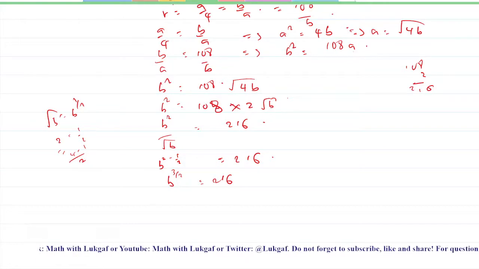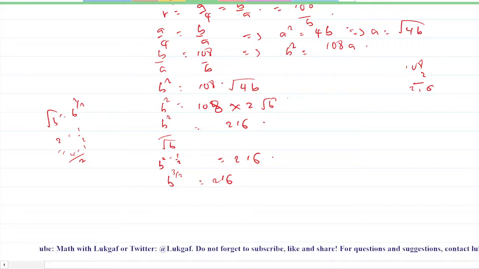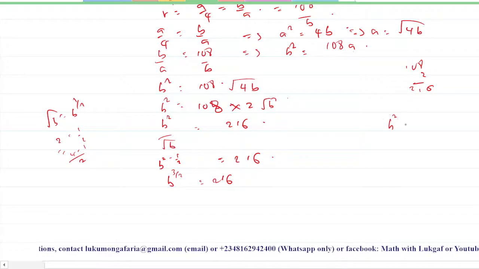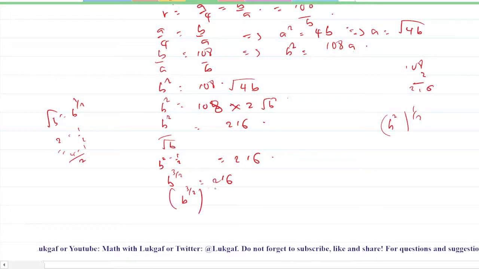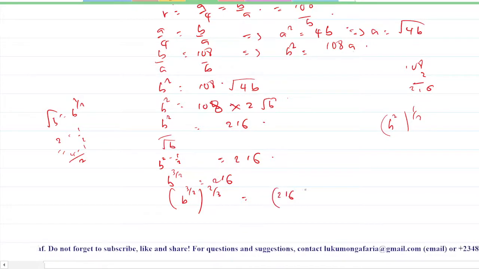So if that is cleared, when you have this to be 216, and you want to find B, it's just like when you have your B raised to power 2 and you want to get rid of this radical, what you can do is take the square root of both sides. So I can have that B raised to power 3 over 2, everything raised to power 2 over 3, is equal to 216, everything raised to power 2 over 3. You understand now? So this will cancel.